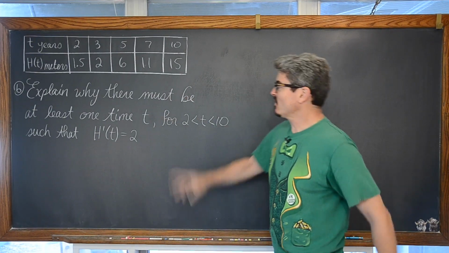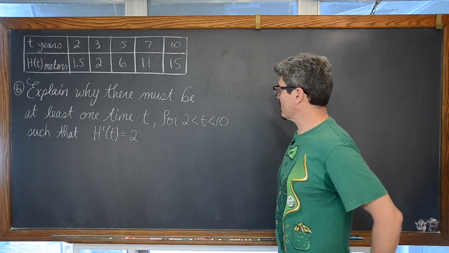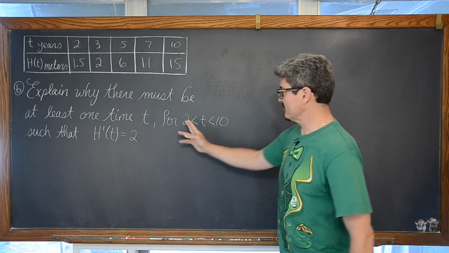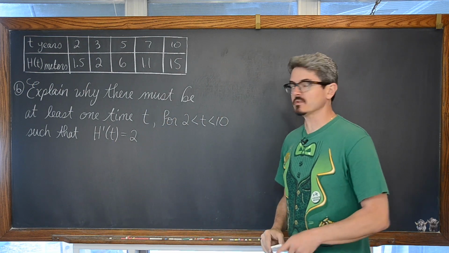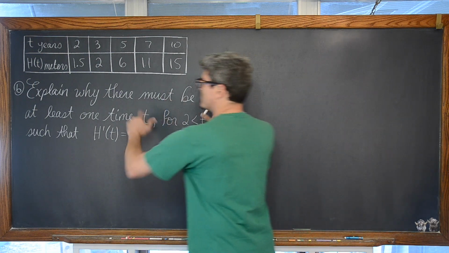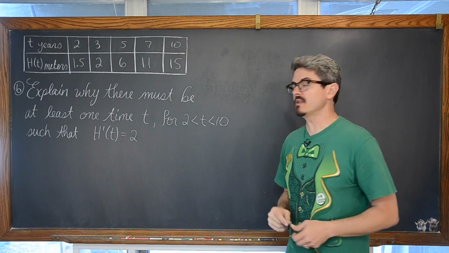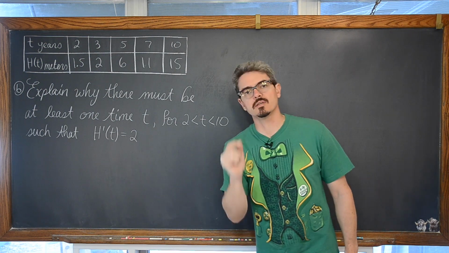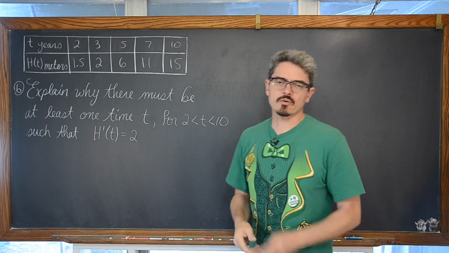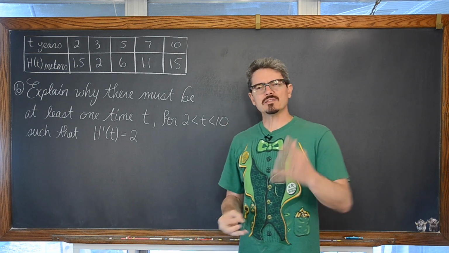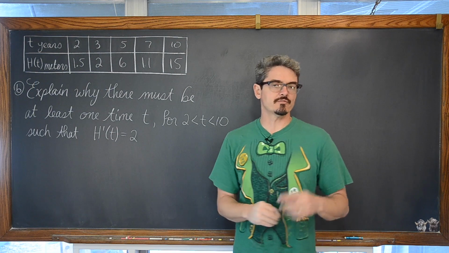Part B, we're going to explain why there must be at least one time t for t being on the open interval from 2 to 10 such that h prime of t is equal to 2. Now, to give myself some more room, I've erased the original wording of the problem, but it did say that h was twice differentiable. And whenever they tell you that in an FRQ on your AP test, they're basically giving you some justification as to why you can make the statement that a function is continuous.